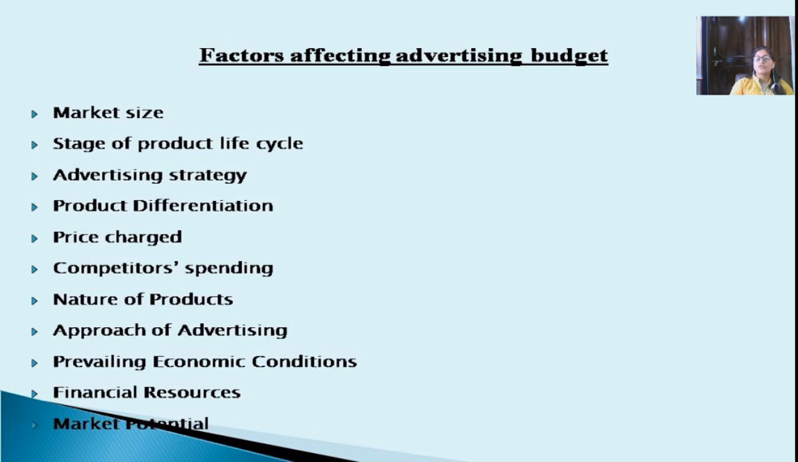Then is advertising strategy. What strategy we want, what are the objectives of the firm, what are the objectives of the advertising. First we need to focus on that. Accordingly strategy is framed and budget is framed. Then is product differentiation. Product differentiation also affects the advertising budget. How much our product is different from other products, substitute products, and how much awareness is required in the market. Accordingly advertising budget is planned.